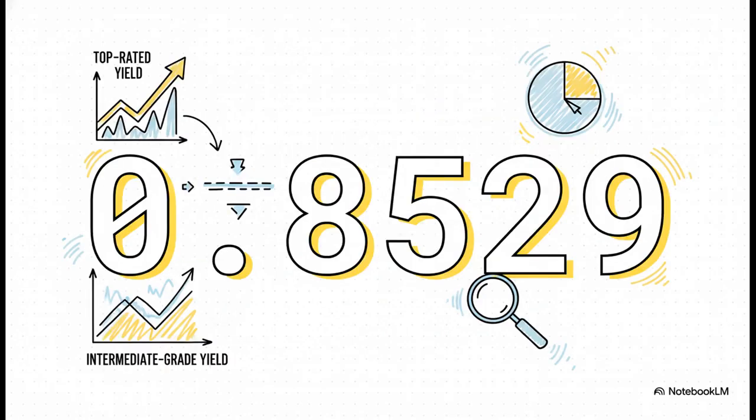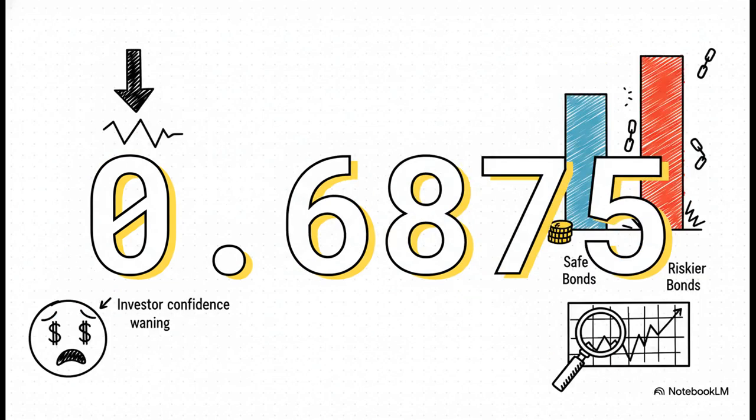First, let's establish a baseline. Last year, the confidence index, which is just the top-rated yield divided by the intermediate grade yield, was sitting at about 0.85. This year, however, look at that drop. The index has fallen to just under 0.69. So what does this tell us? It's a pretty clear signal that investor confidence is fading. That gap between what they demand for safe bonds versus riskier ones is getting wider. In other words, people are getting nervous.